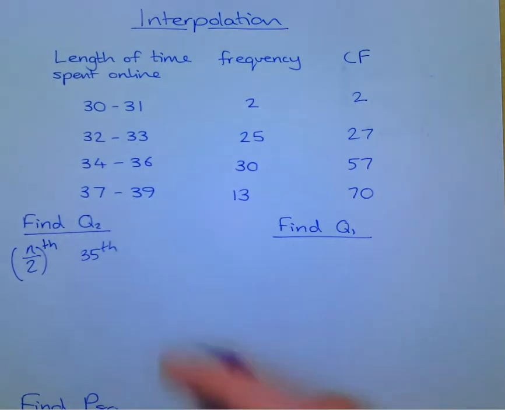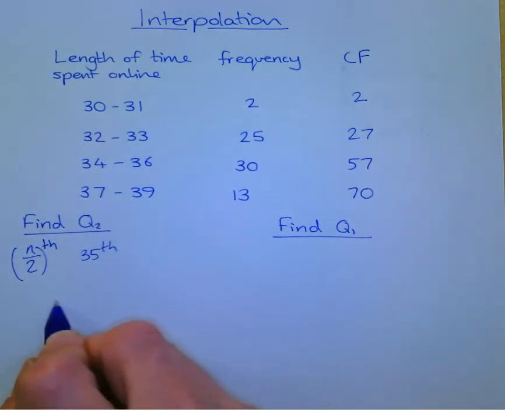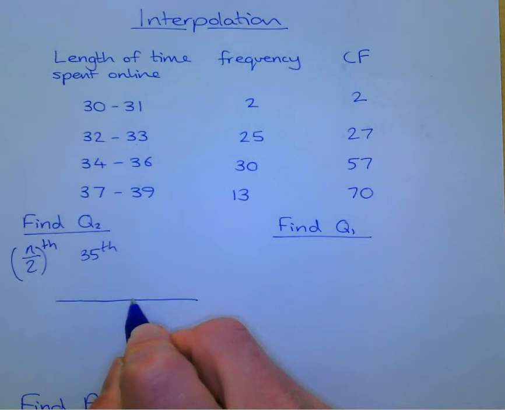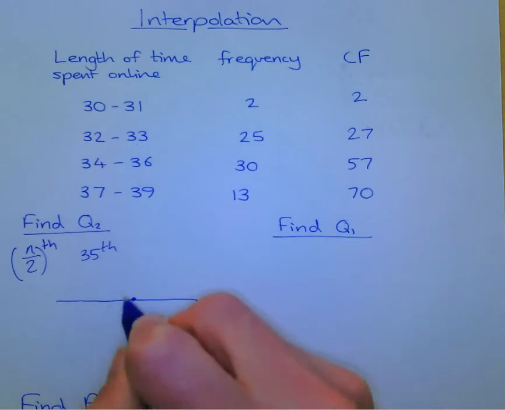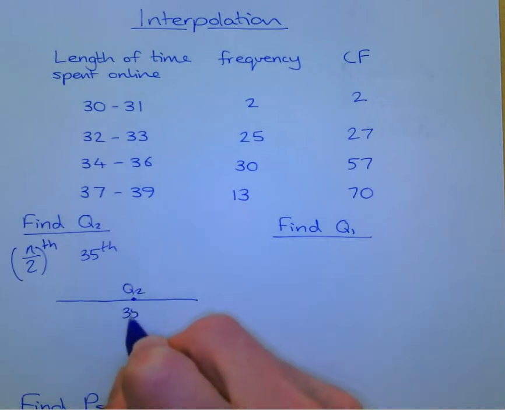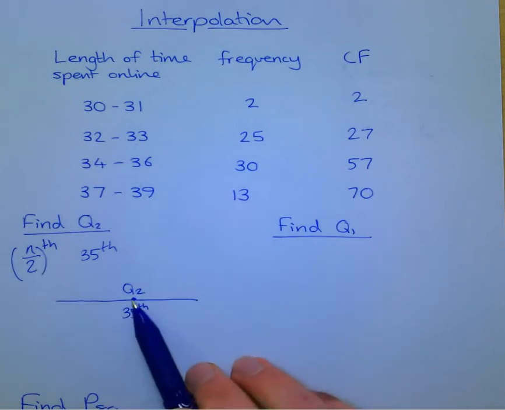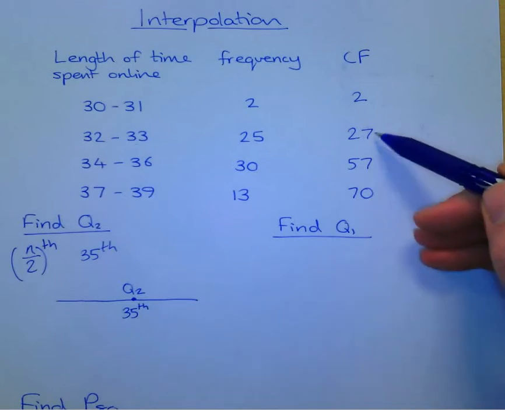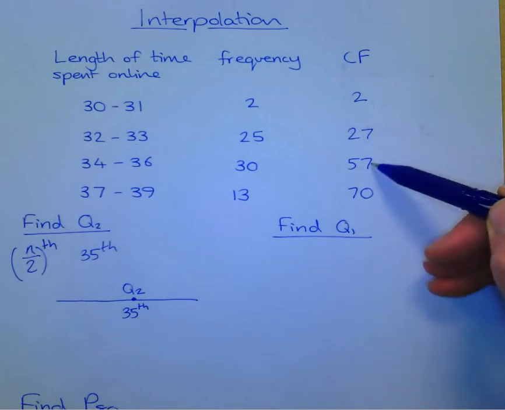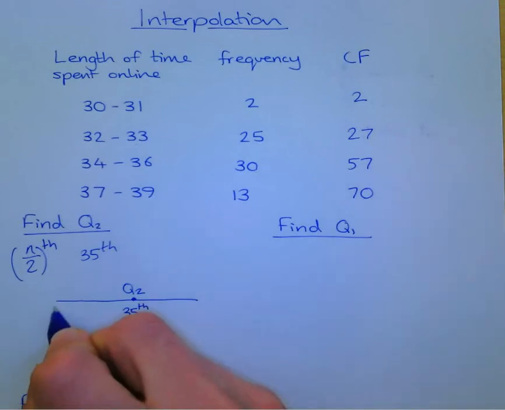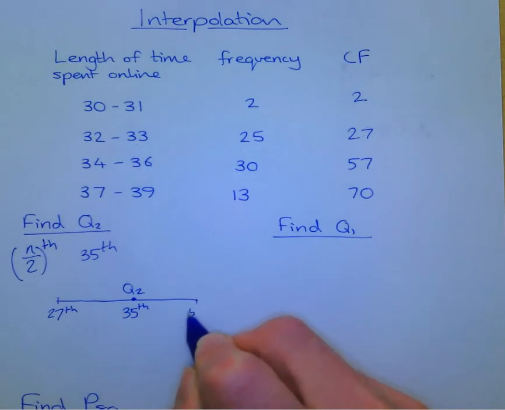Okay, so the first thing you want to do is just draw a picture. It's basically a straight line, and I like to put in the middle, I say, well, I'm trying to find Q2, and I know that is the 35th result. Now, what else do I know? Well, I know the 35th result is somewhere between the 27th and the 57th. So on this end, I'll put the 27th result, and I know it's somewhere between there and there.